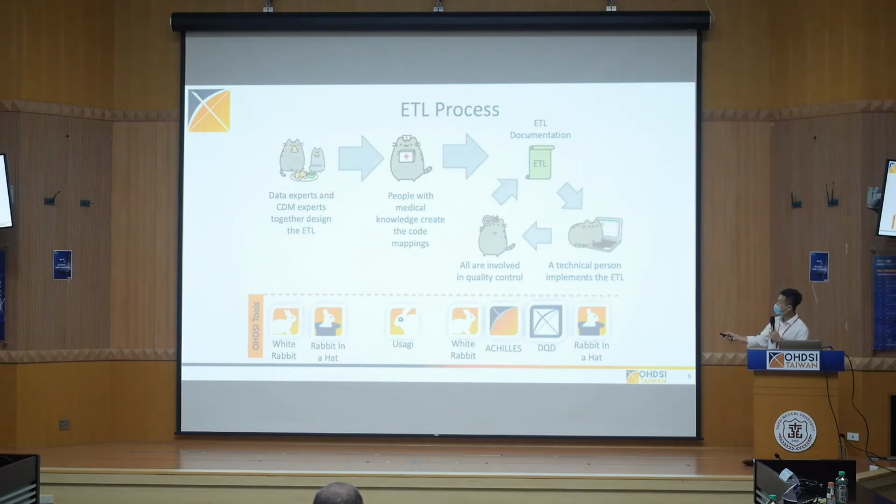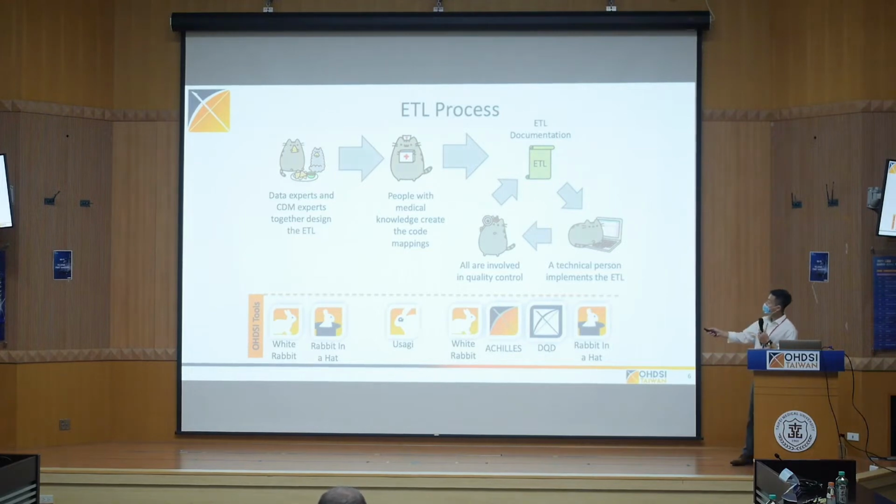The second step is that we need people with vocabulary knowledge to create mapping code. For example, you need mapping from ICD-9 to SNOMED. In the CDM model we basically use ICD-9 codes, but in Taiwan we are using national Taiwan codes. So we need an expert to sit and do the mapping here.